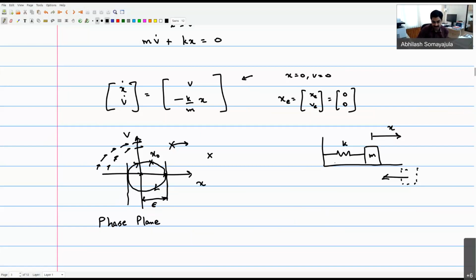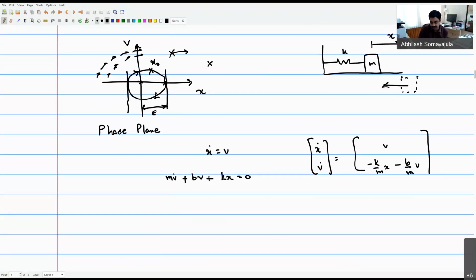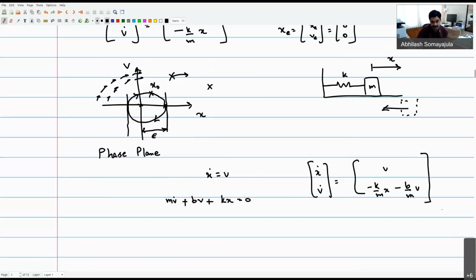Now, if in addition I made a small change, that x dot is equal to v and v dot plus b times v plus k times x is equal to 0. So all I have done is add some damping to the system. Now the system dynamics are x dot equal to v and v dot equal to minus k by m times x minus b by m times v. That's what I get out of it now, right?